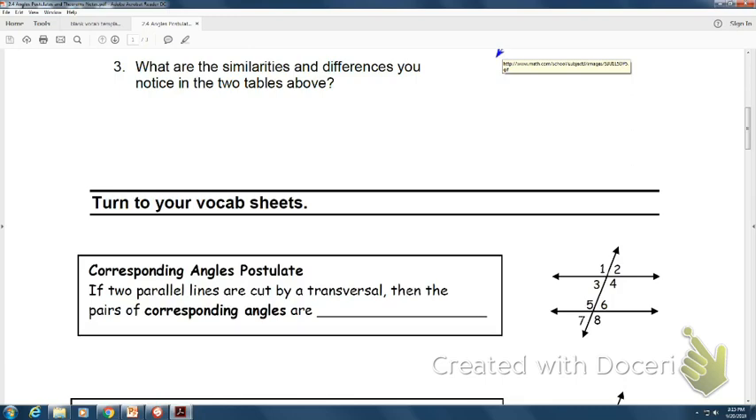The first one, there were only 2 numbers, right? So 1, 3, 6, and 8 were all congruent. 2, 4, 5, and 7 were all congruent. And then what happened on the bottom? Very good. So there were 4 sets of congruent angles instead of just 2.